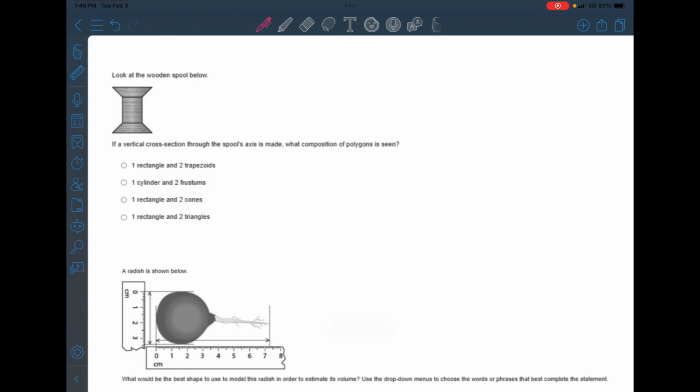All right, this next one says, look at the wooden spool below. If a vertical cross-section through the spool's axis is made, what composition of polygons is seen? So if I'm going to cut this straight down the middle, up and down, which one would I see?